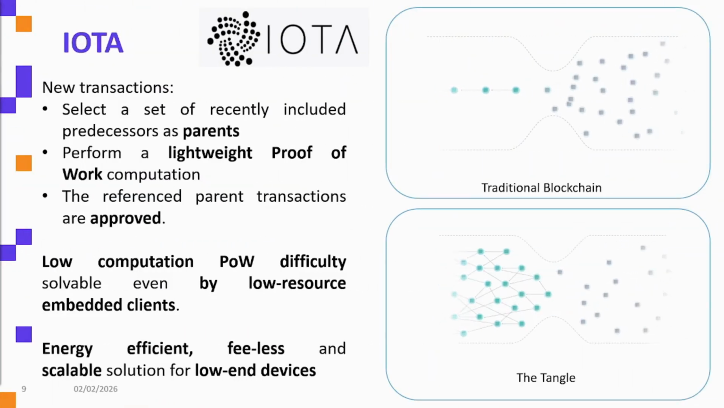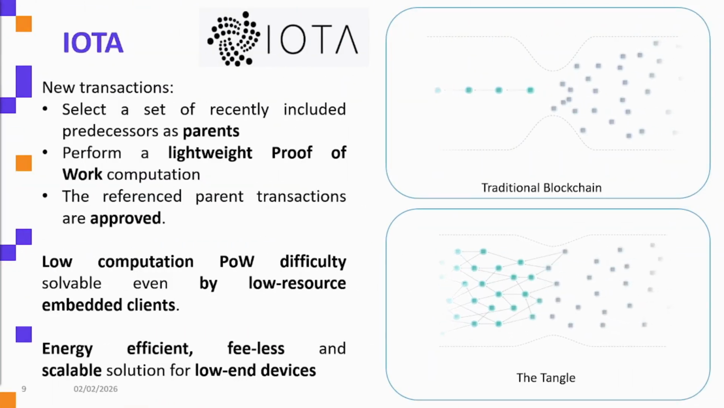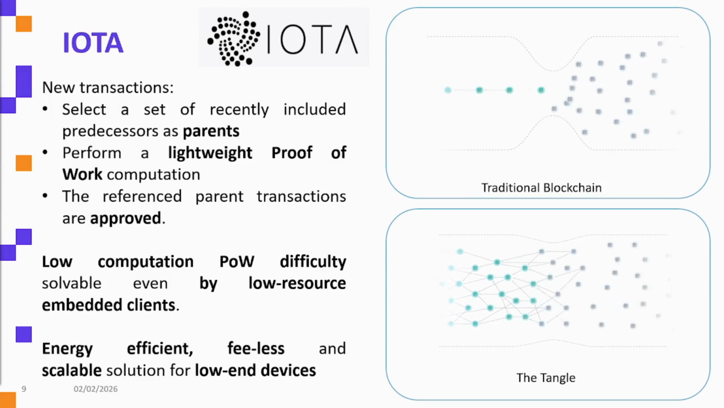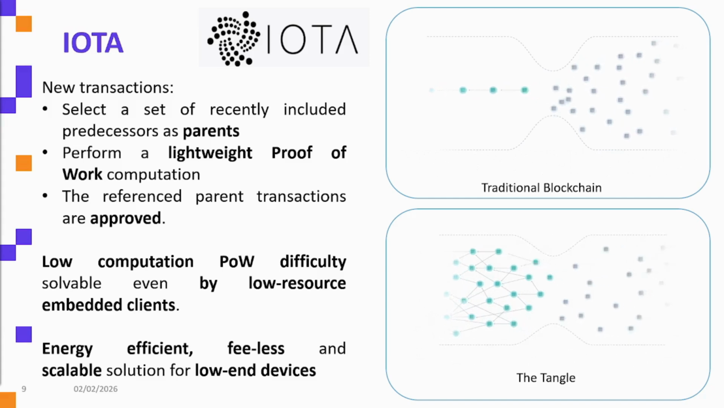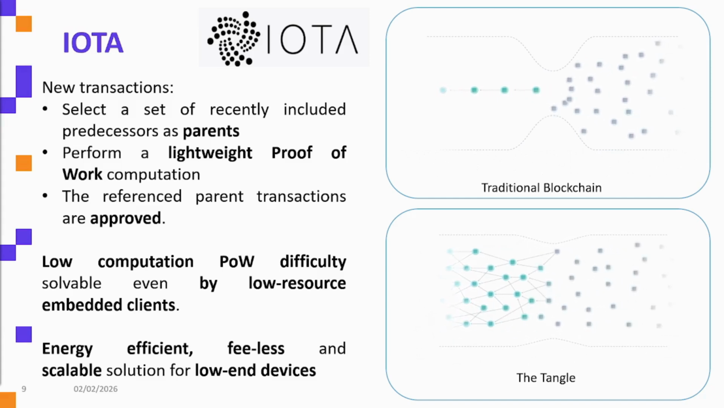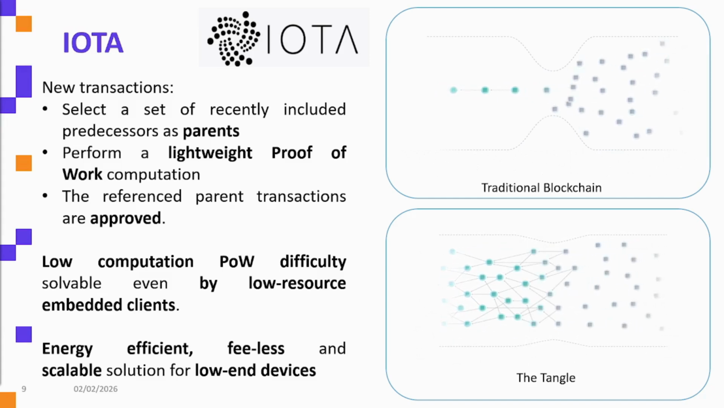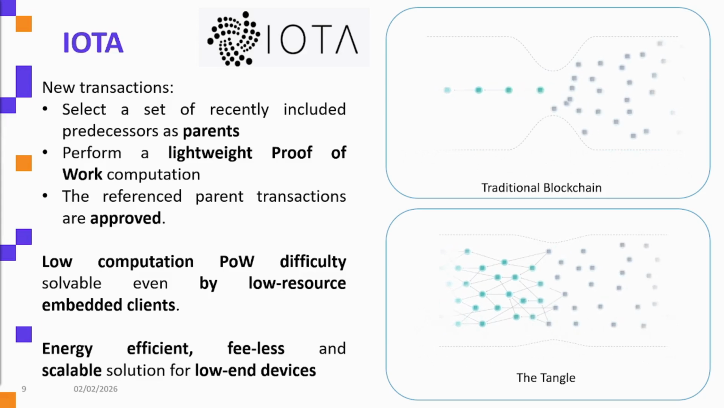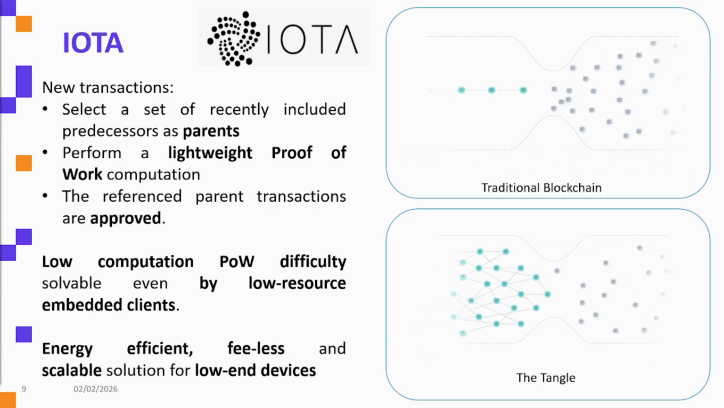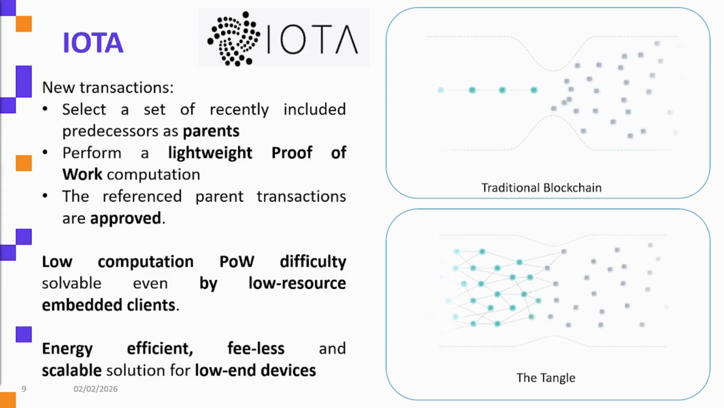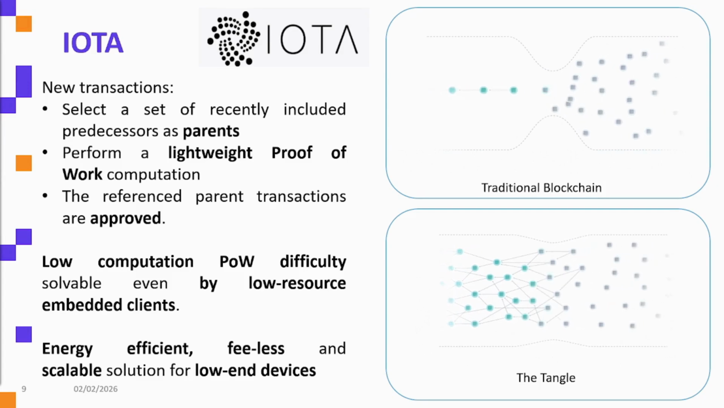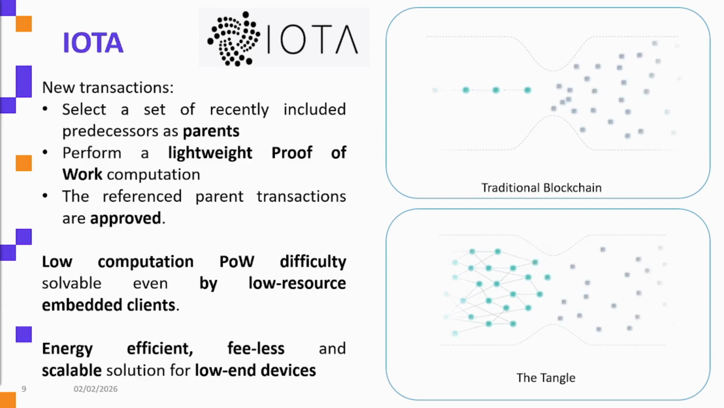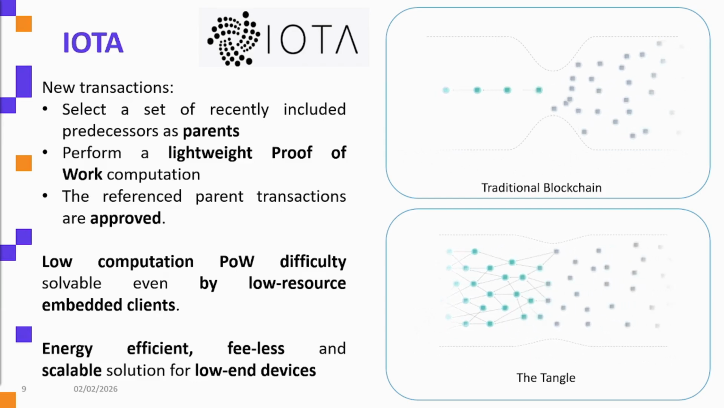Whenever you submit a new transaction to the IOTA network, three major activities take place. First, selecting parents, which means the transaction selects and references a small set of recently included predecessors as its parents in the graph. Second, performing proof of work, where a lightweight cryptographic puzzle to regulate network traffic and mitigate spam is computed. The proof of work is so easy to compute that even the user himself can do it.